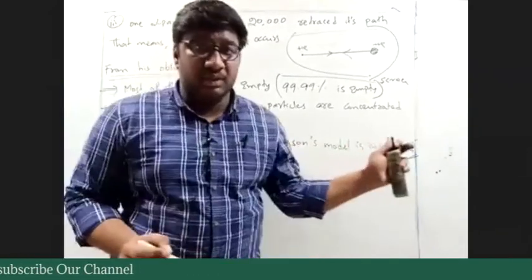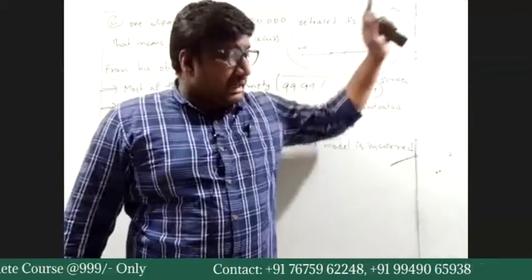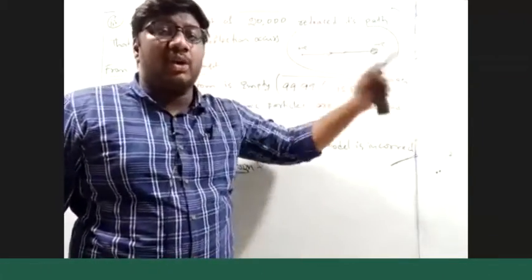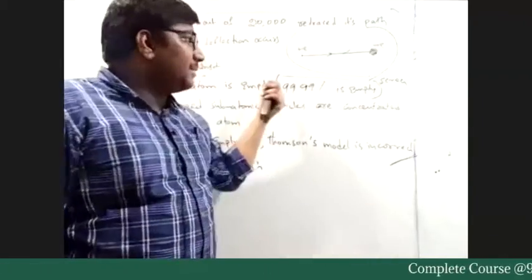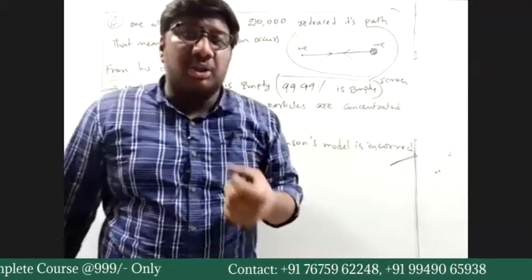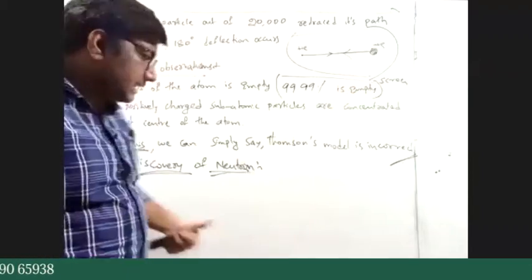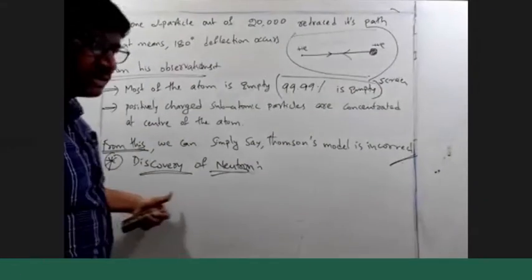Rutherford's model. So this is Rutherford's alpha ray scattering experiment. In this experiment, he found only two things: the atom is mostly empty, and positively charged protons are present at the center. After that, discovery of neutron occurred.